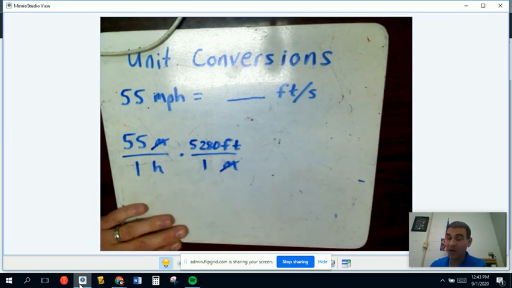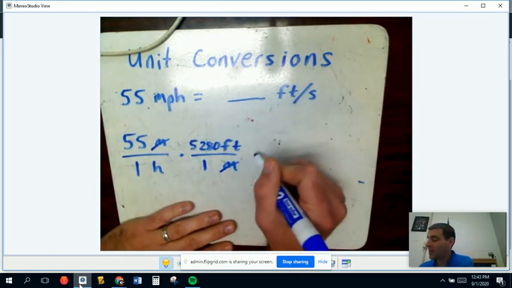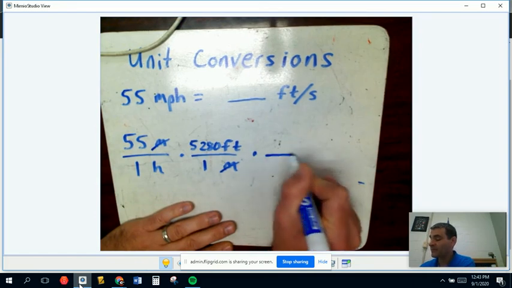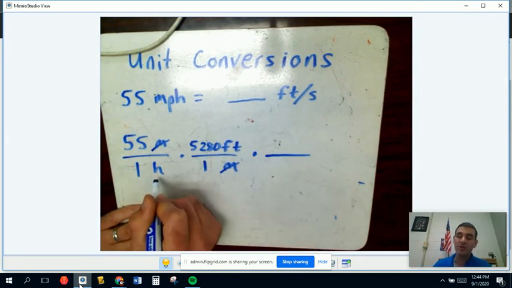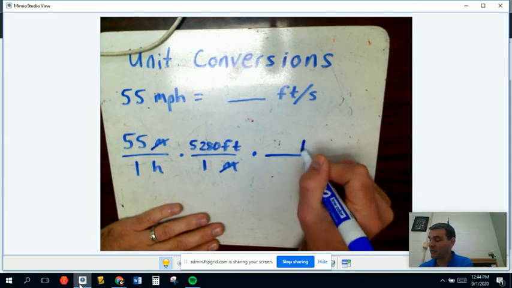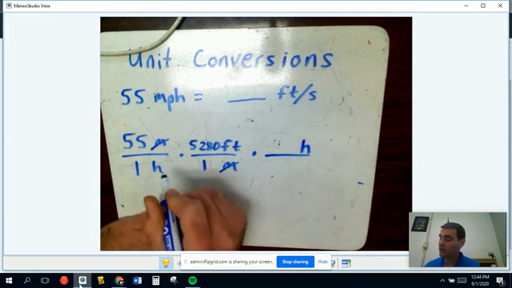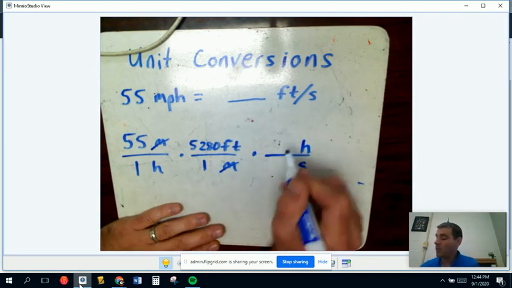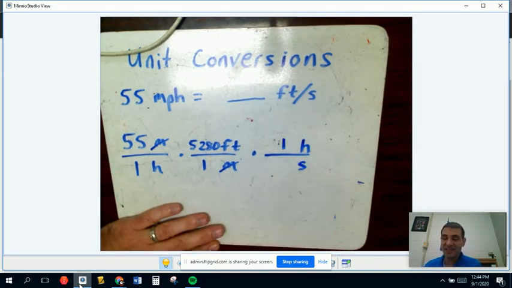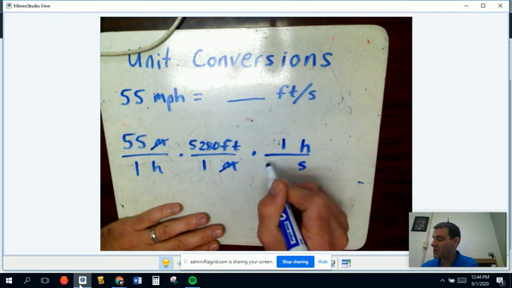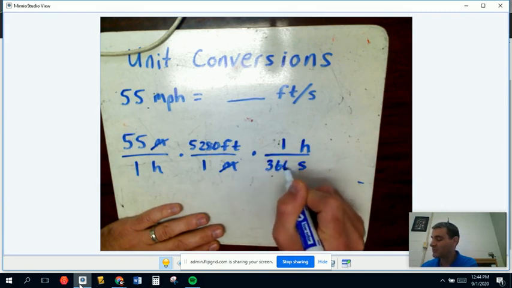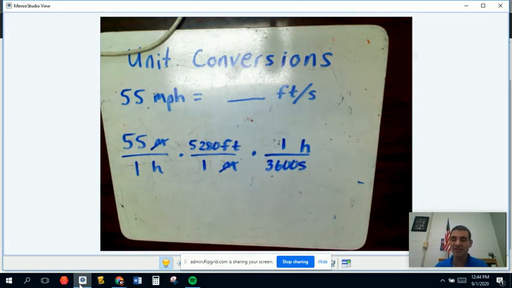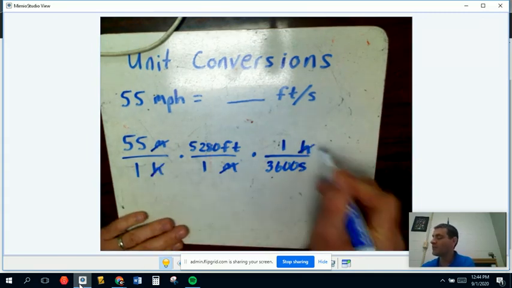So we need to get rid of hours because we want seconds. So I need a third fraction. Hours is on the bottom, so to cancel this time, I need to go up top, or else it won't cancel. Seconds on the bottom. 1 hour is equivalent to 60 times 60, or 3,600 seconds. 60 minutes an hour, 60 seconds per minute. So it's 3,600. And that causes your hours to cancel.